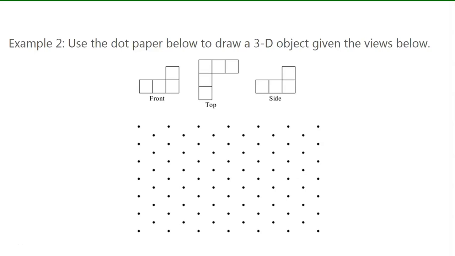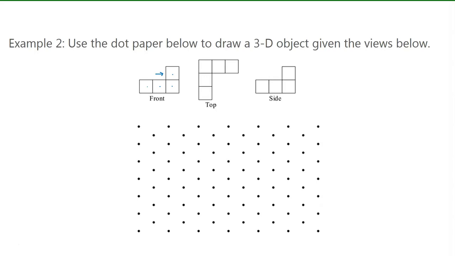Now for example 2, it says use the dot paper below to draw a 3D object given the views below. So here we're given 3 orthographic views, one from the front, the top, and the side. Now see in the front we have 4 blocks, and I know it's going to be 2 layers because this one's on top of the one below. So it's 2 layers high.